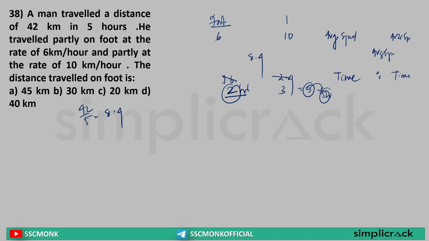I think there is a typing error here. It will be 10 km per hour. So 10 into 3 is equal to what? 30 km. So he traveled 30 km by foot. This 10 km is by foot. Okay. So this is the error in this question.